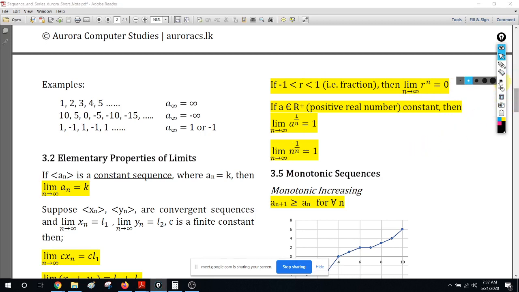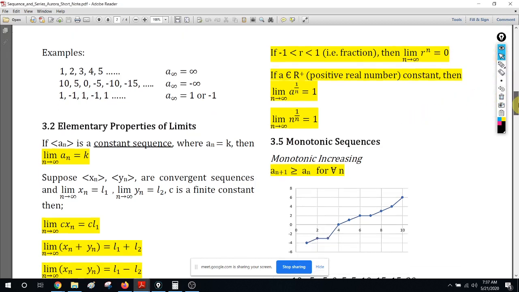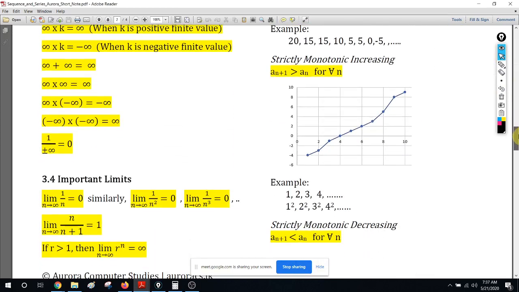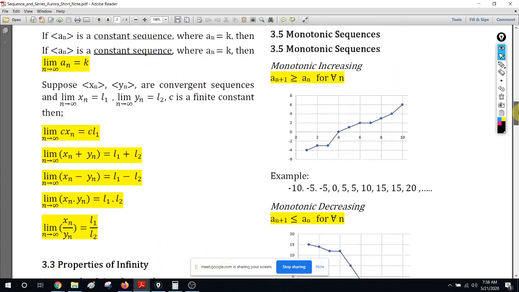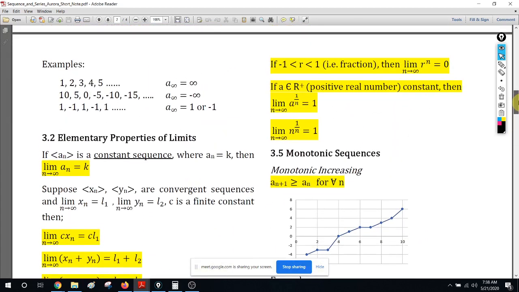Now, previously it is going to reach infinity when it is more than 1. Oh, actually I had forgotten to mention this here. If it is greater than 1, plus infinity. If it is less than minus 1, minus infinity. Because it's a very big negative number. I will update the short note for that also. But if it is between minus 1 and plus 1, what is going to happen? It is going to reach 0. Now let's take an example.